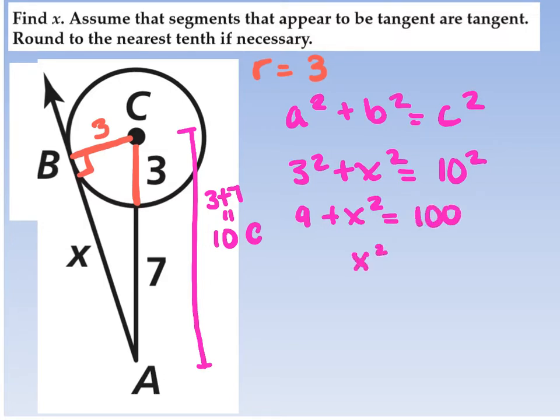Subtract 9 from both sides, you get x squared equals 91. And then you take the square root of both sides, so you get x equals the square root of 91, which is a decimal, so we're just going to round to the nearest tenth, which means 1 decimal place. So it would be 9.5.